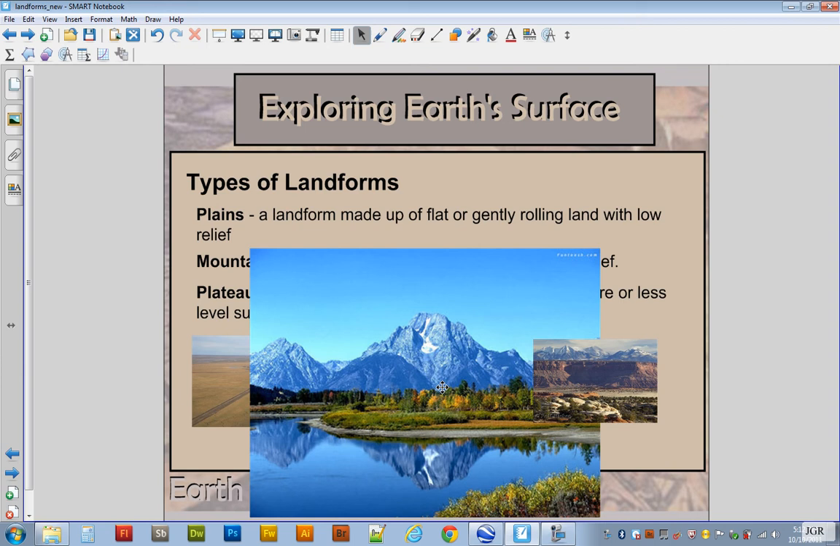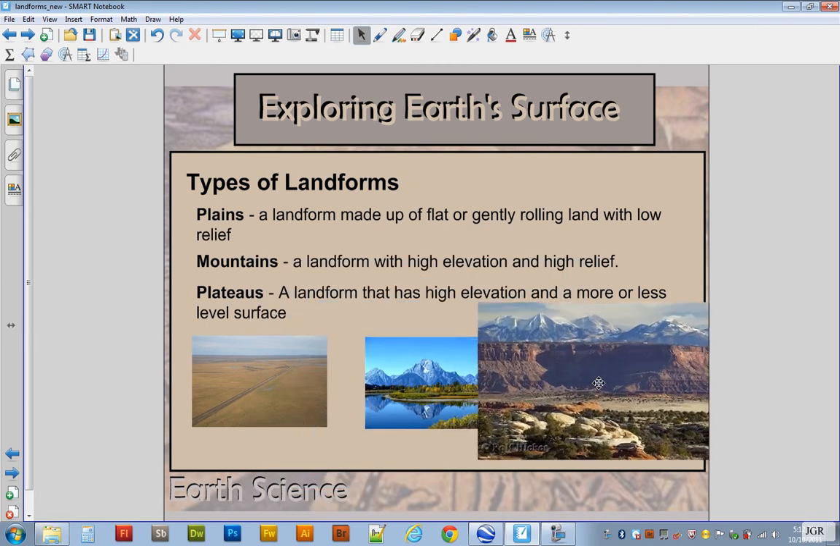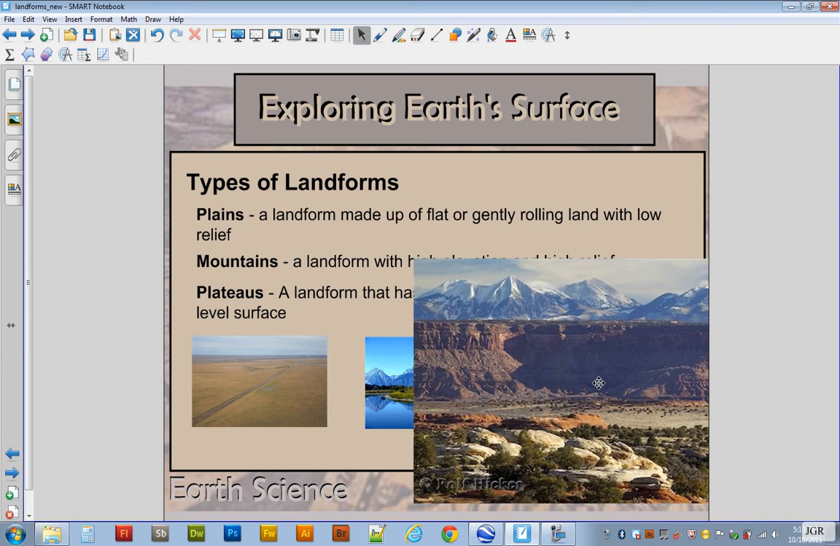Some of these mountains come with polar ice caps along the top. This has to do with a variation in pressure, and we can see here in this picture that this is what mountains look like: high elevation, high relief. When we look at plateaus, plateaus can have very high elevation, but as we can see here, they have a very flat top. Usually whenever you see a plateau, you will see some sort of riverbank or some sort of stream running through it, cutting a way through the plateau.